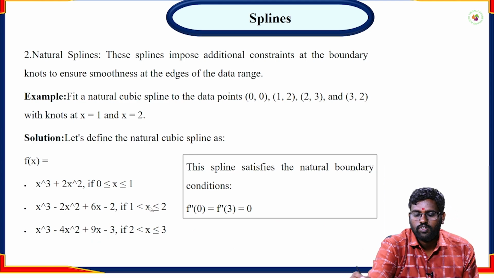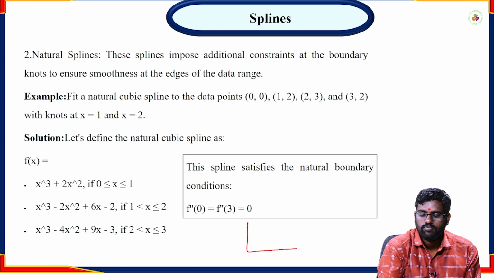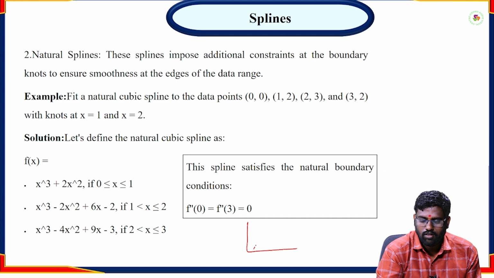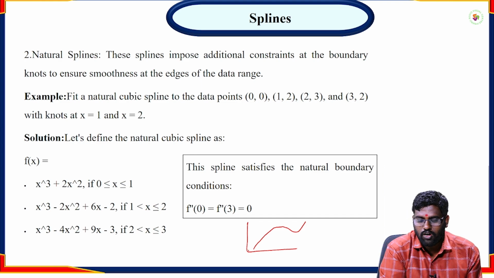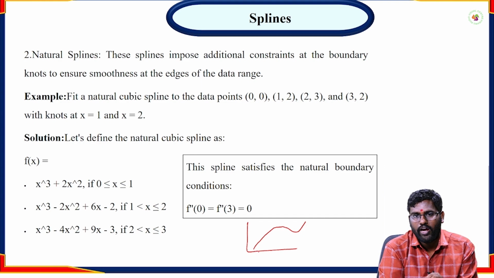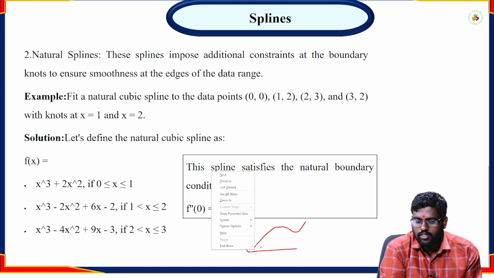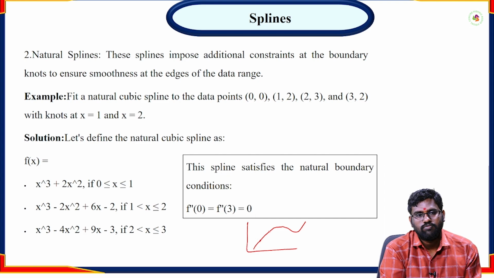The equation for this one is starting from this one, like this. This is natural spline. The equation will not be starting from the origin. After one point, the value will start and the line will start here and the points will be displayed like this. So that is about natural spline.